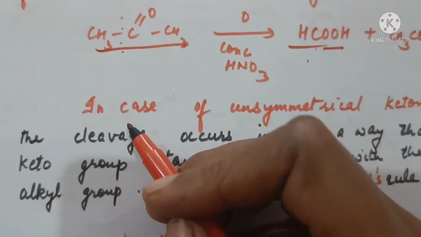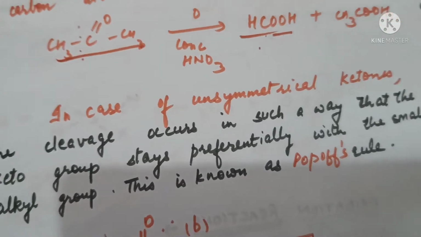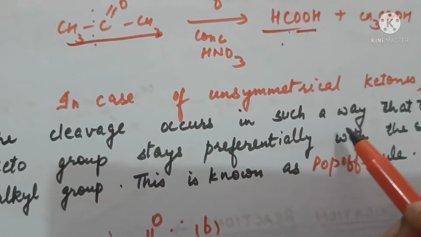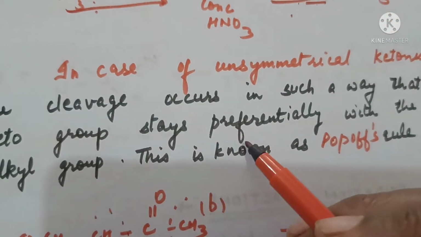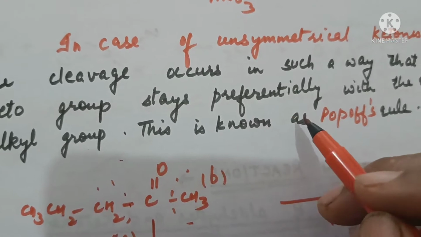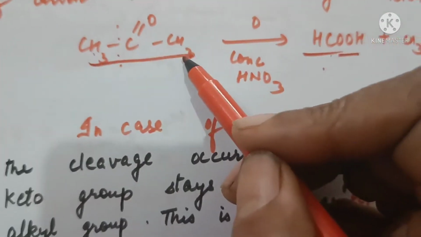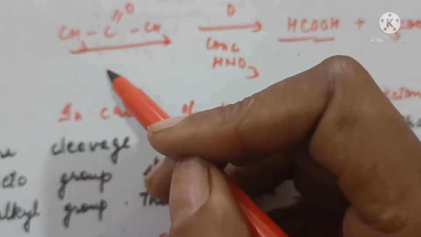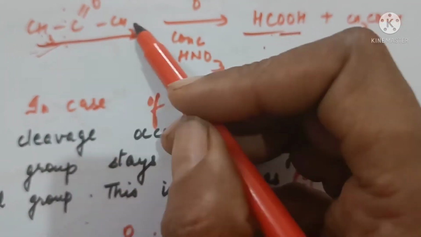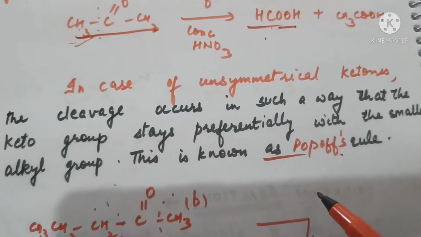So what we see is that when the ketones are unsymmetrical ketones, the cleavage occurs in such a way that the keto group stays preferentially with the smaller alkyl group. This is known as Popov's rule. This was a symmetrical ketone. When this breaks up, an acid of one carbon and another acid of two carbons will be formed, formic acid and acetic acid.